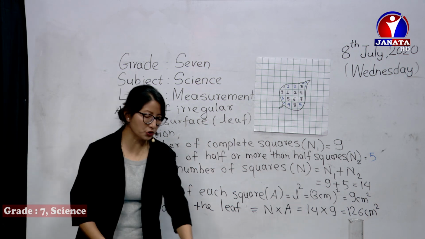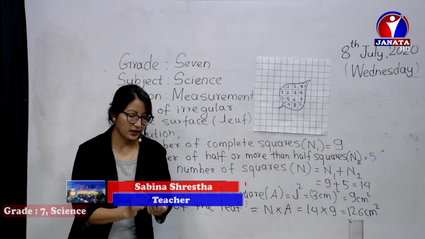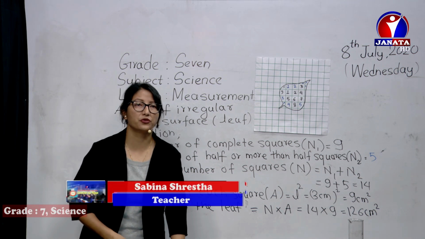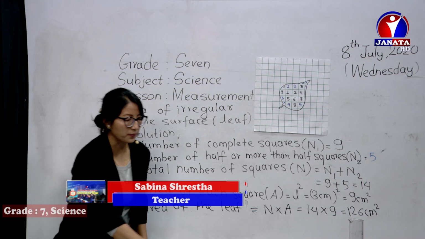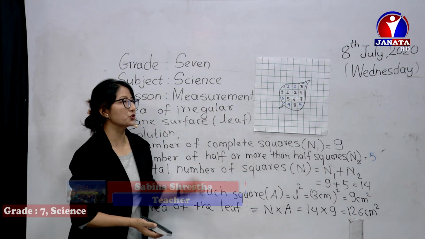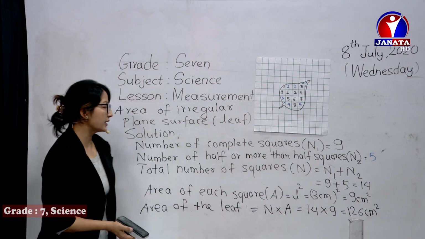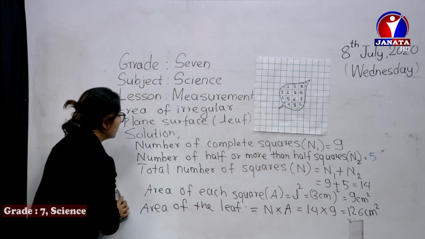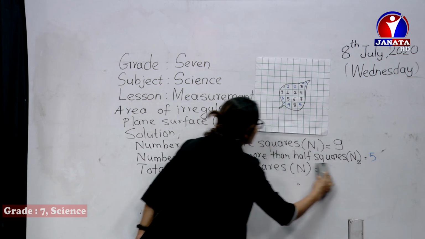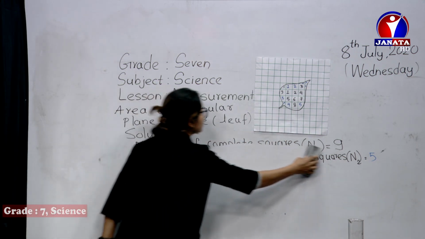Now let's move to another topic. The next topic is volume. I hope I made you clear related to the area of the leaf. The total area of the leaf is already calculated here. So now let's move to another topic. It's volume.